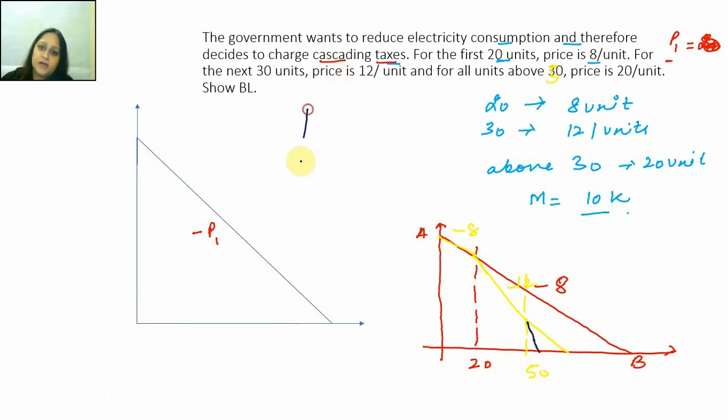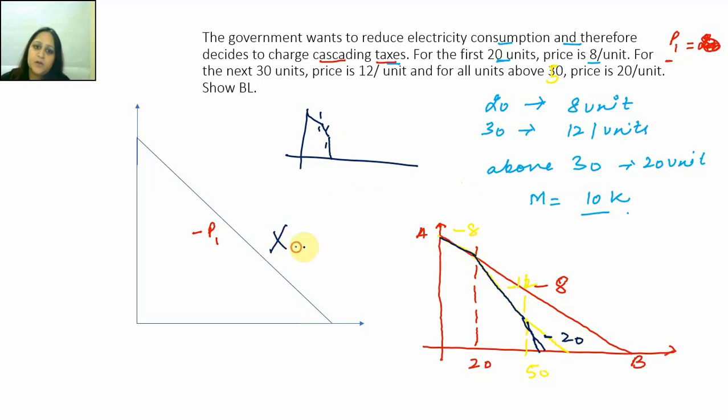So that is why my budget line eventually becomes what? It is going to be a certain slope, then a lesser slope, and then a lesser slope. And this becomes my budget line with 3 gaps, 20, 50, and onwards. So my budget line becomes this, and then this, and then this. The slope here is minus 8, minus 12, and then minus 20.